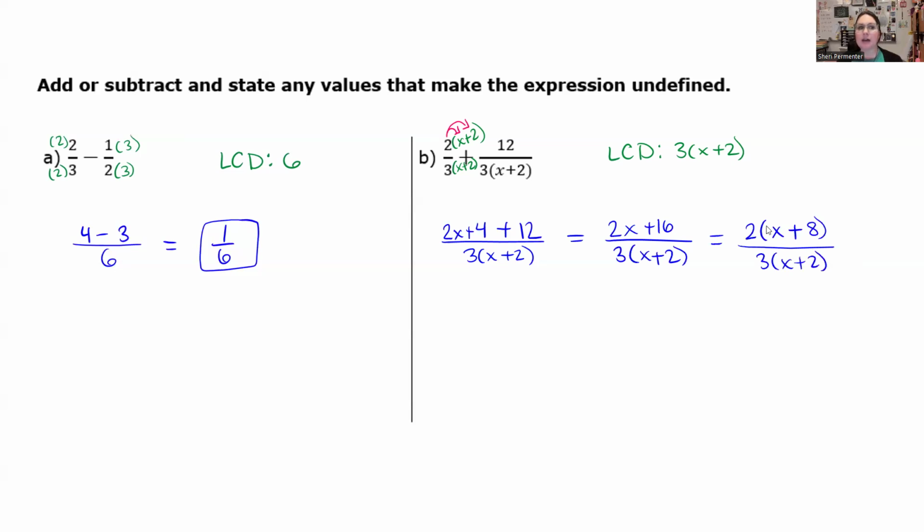Are there any common factors in the numerator and denominator that can cancel out? It has to be the whole factor, has to be identical. So that is my answer. And I also have to jot down any restricted values. So for this problem, x cannot be equal to -2.